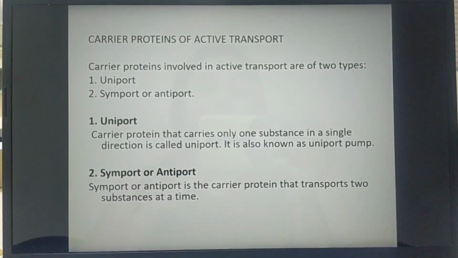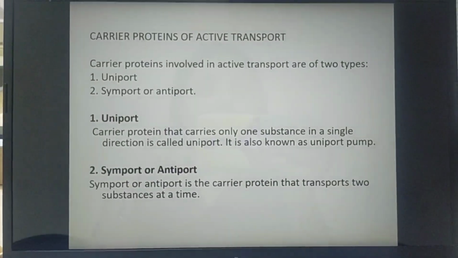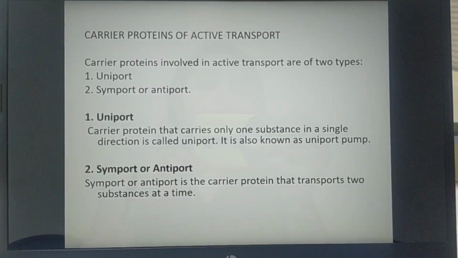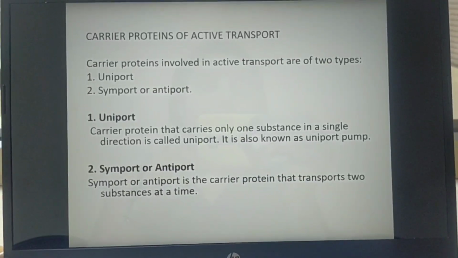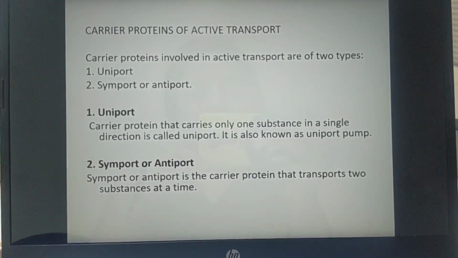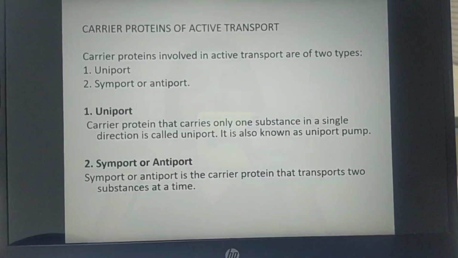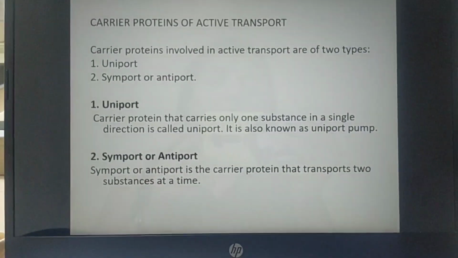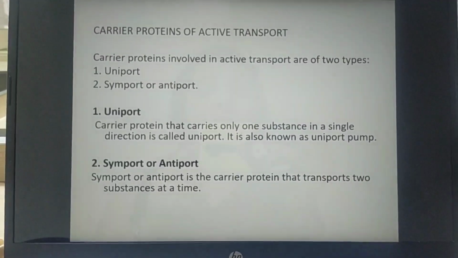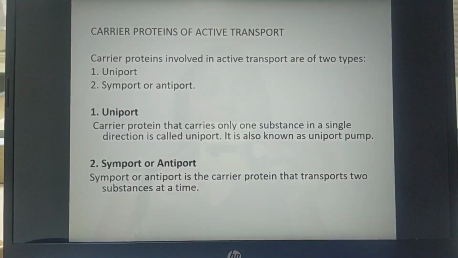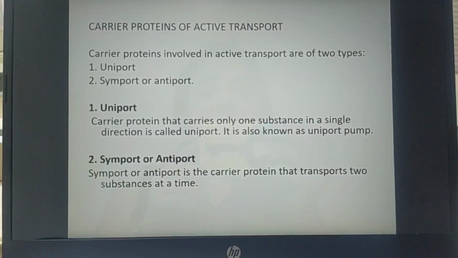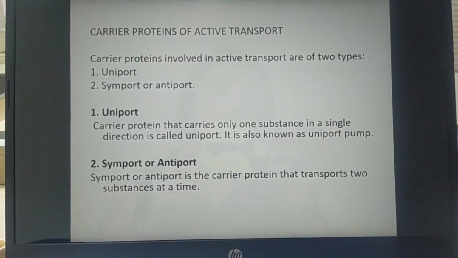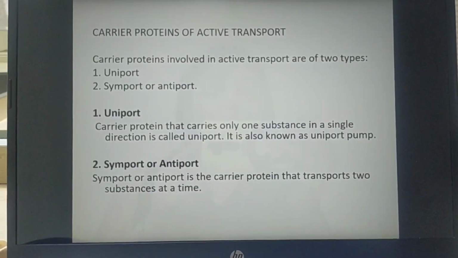So, which are the carrier proteins of active transport? Carrier proteins involved in active transport are of two types. First is uniport and second is symport or antiport. So it can be asked in viva what is uniport. Uniport is a carrier protein that carries only one substance in a single direction. It is also known as a uniport pump.